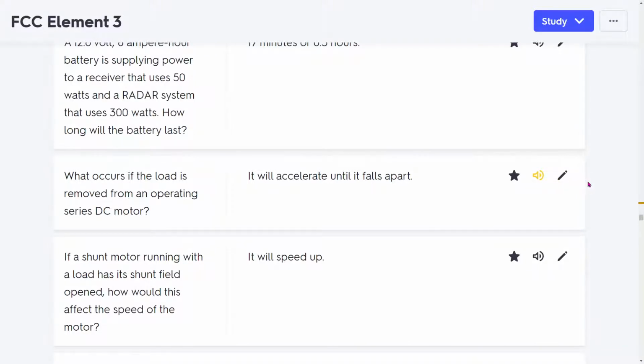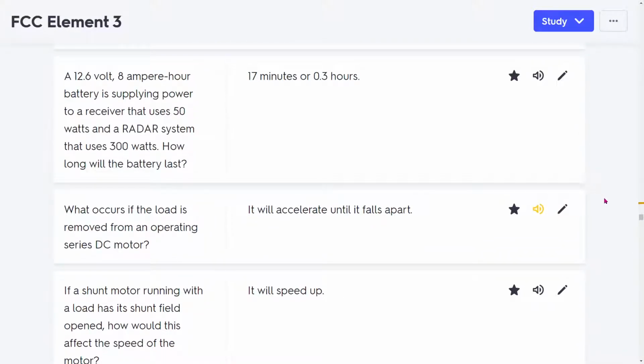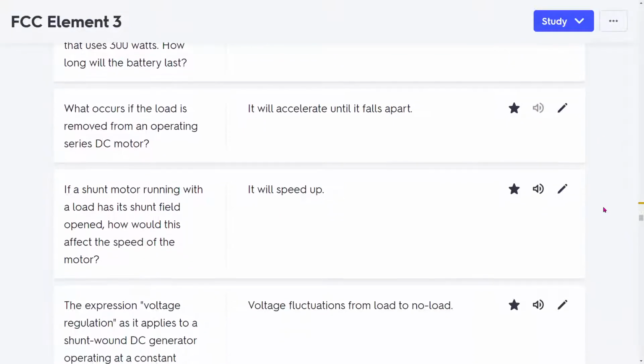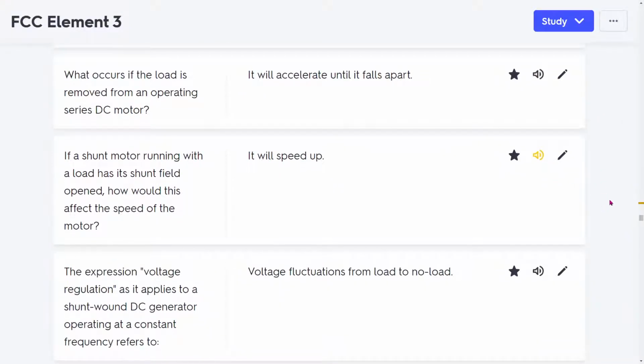What occurs if the load is removed from an operating series DC motor? It will accelerate until it falls apart. If a shunt motor running with a load has its shunt field opened, how would this affect the speed of the motor? It will speed up.